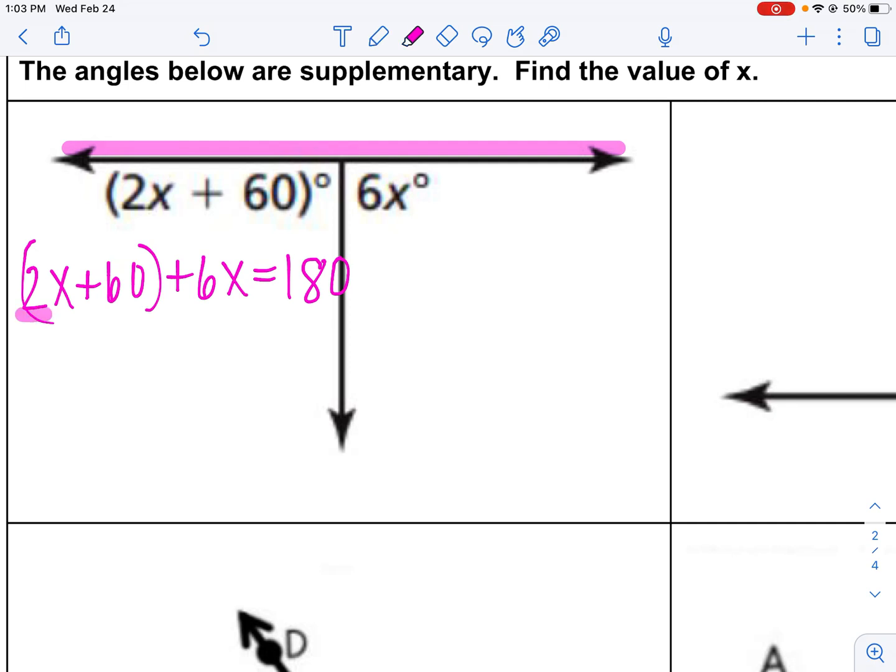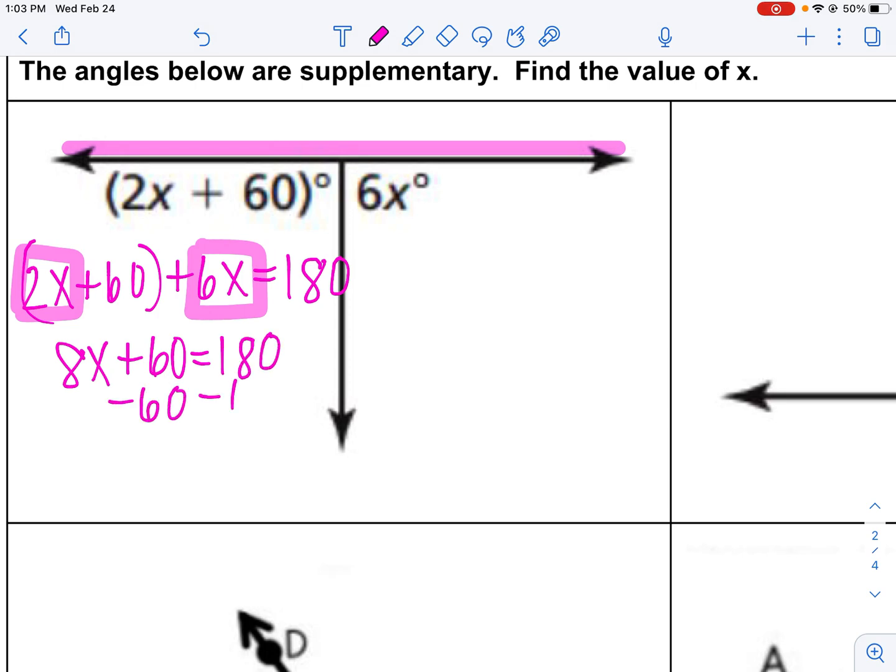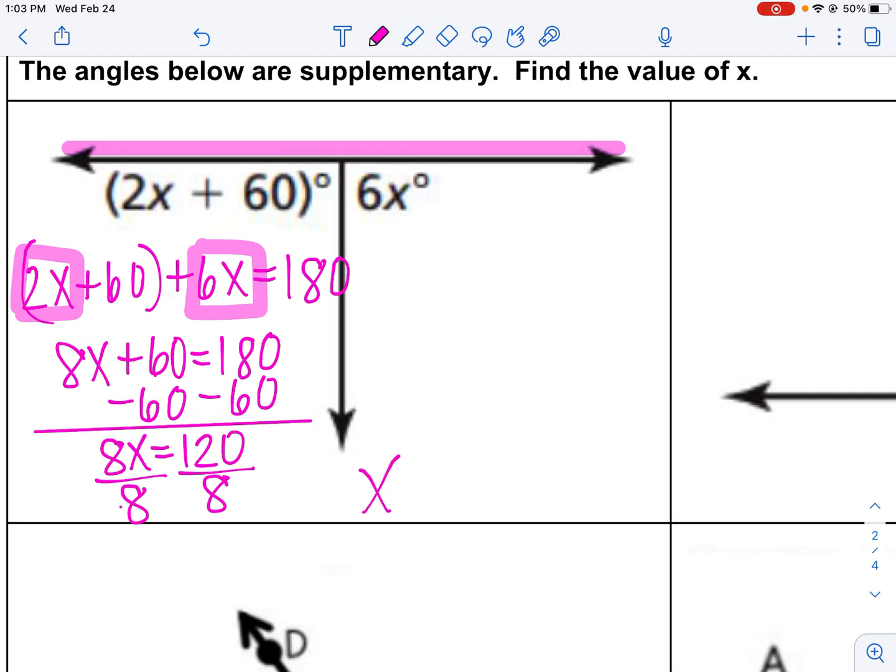We can see that we have some like terms of 2x and 6x, which give us 8x plus 60 equals 180. Constant number goes away first with inverse operations, so I get 8x equals 120. I divide by 8 on both sides, and x gives me 15. Remember that 15 is the x value, not the angle measurement.